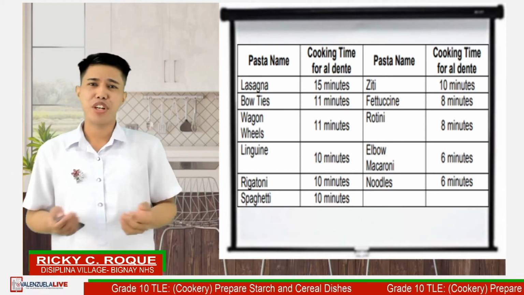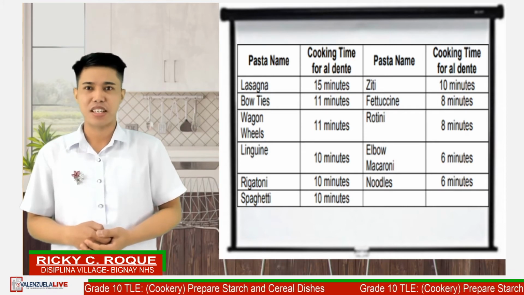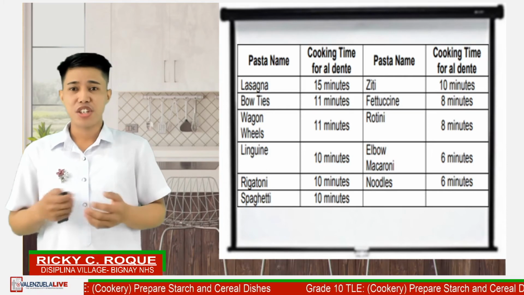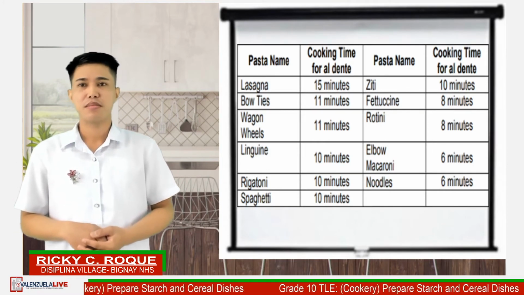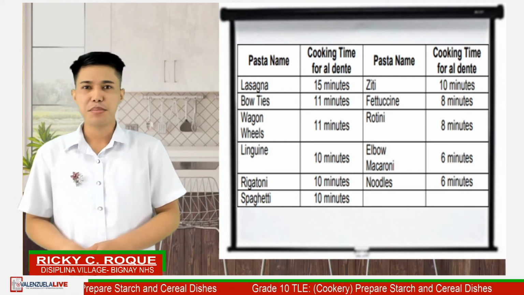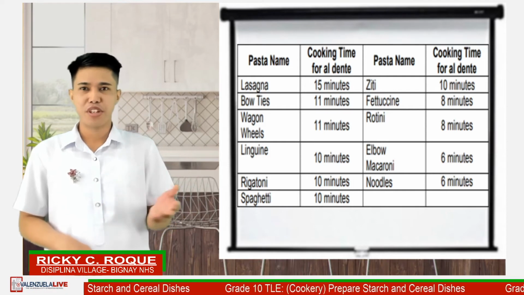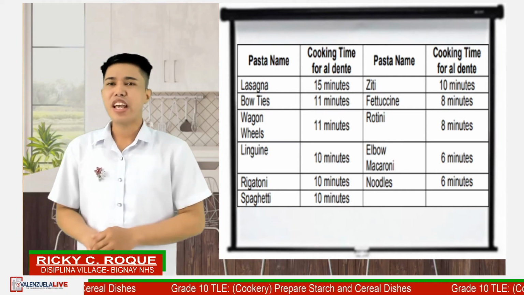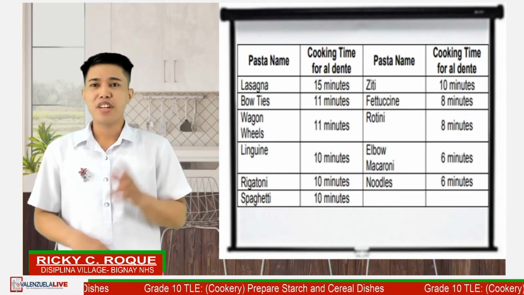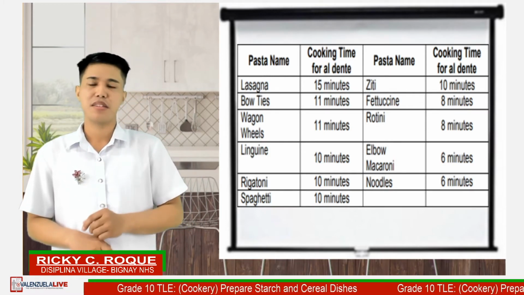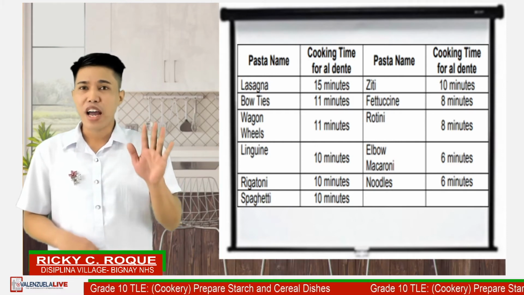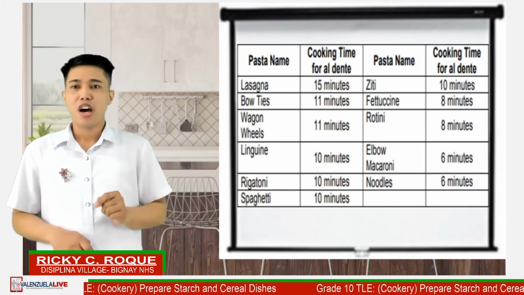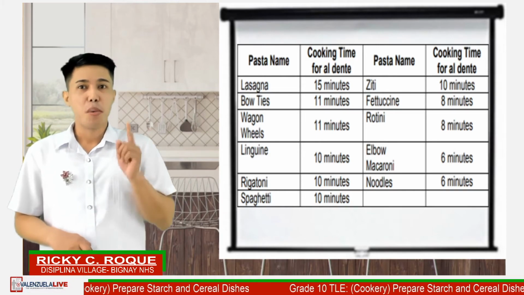I hope we helped Jill well to choose the best kind of pasta, proper sauce, and cooking time for the dish that she is going to prepare. For your activity, you will match the picture in column A with its kind of pasta in column B. I will give you 5 seconds for each number. Write only the letter of the correct answer in your module.